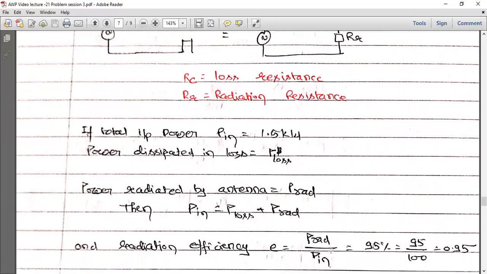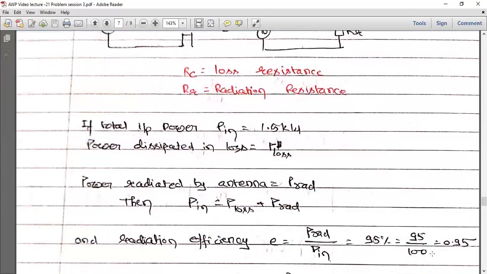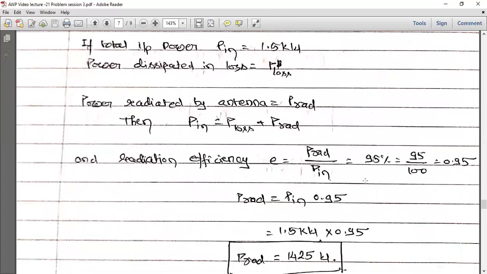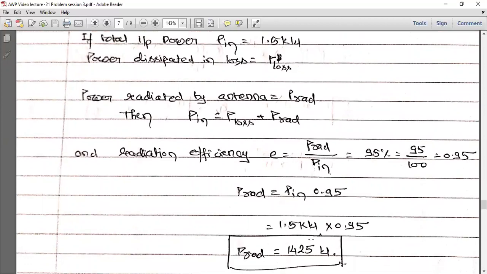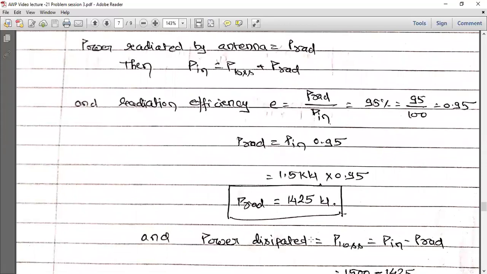The radiation efficiency is defined as P rad upon P in. It is given that P rad upon P in is 95%. 95% means 95 by 100, or 0.95. Then substituting 0.95 for the efficiency, P rad we have to find, and P in is given as 1.5 kilowatt. When you multiply this, you find that 1425 watt is the amount of power which is radiated by the antenna.